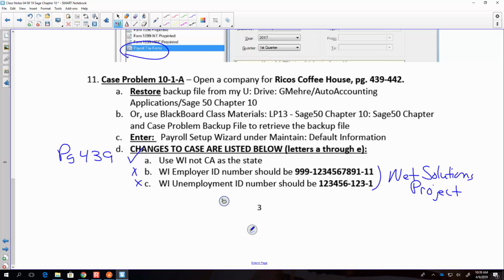And how about state employer is the same, right? Yep, state employer is letter B. And state unemployment is letter C. Is that what they say, unemployment? Unemployment ID, yeah.